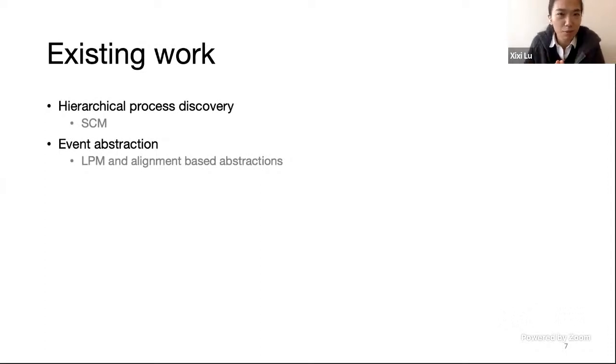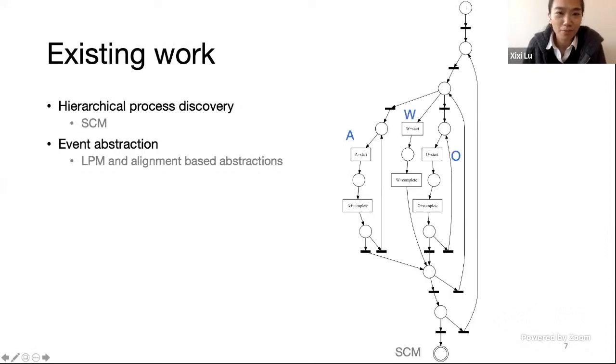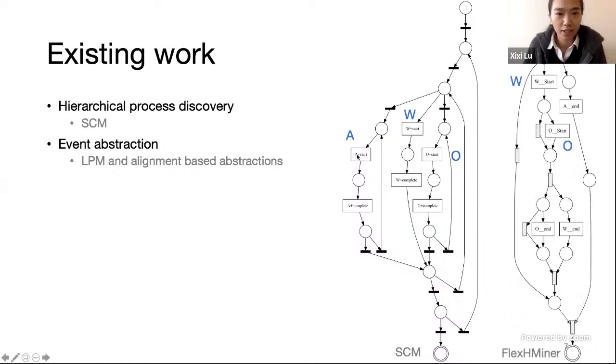The alignment-based approach is rather computationally complex. This is an example of the state charm miner. We see that when we apply the state charm miner on the high level, you see this overly segmented behavior: a subprocess starts and completes, and then after that, for example, the workflow starts, but after that, a subprocess can start again.